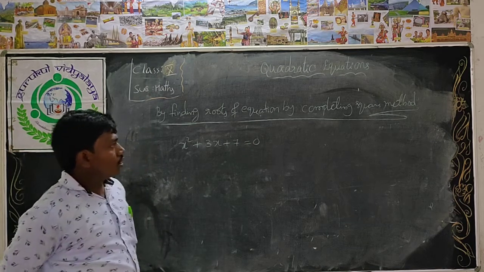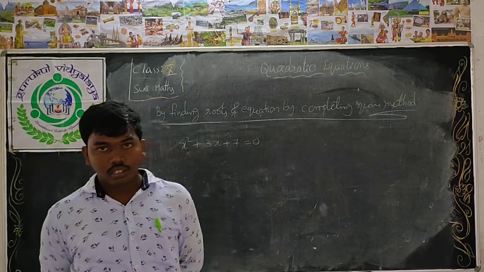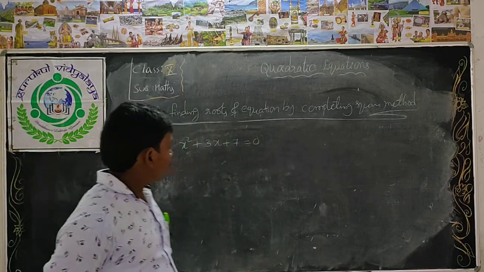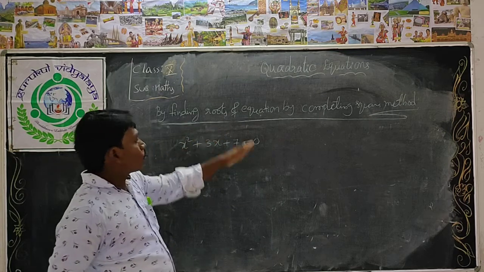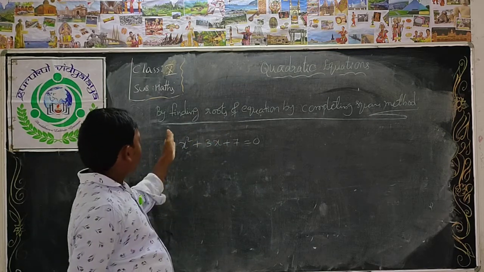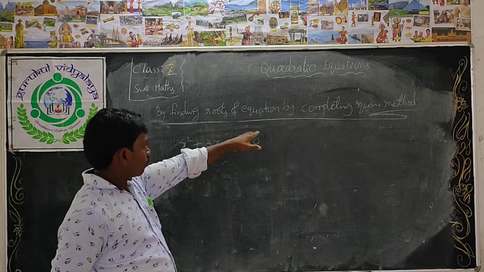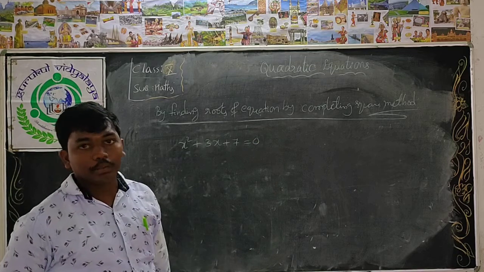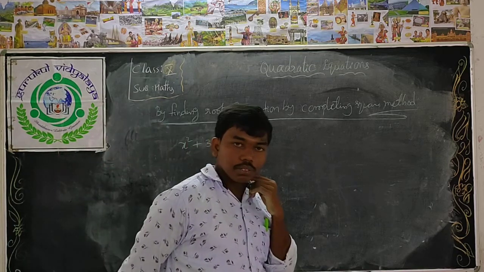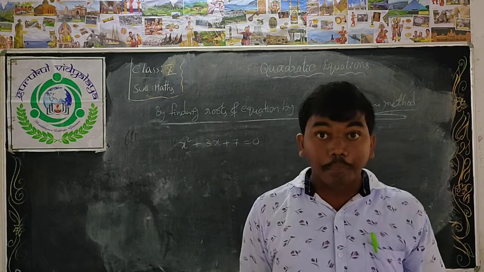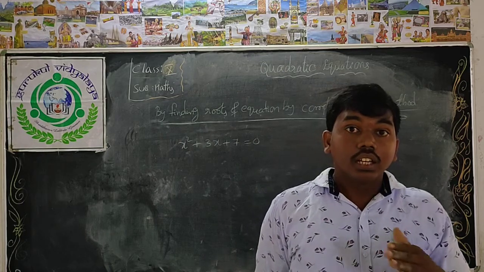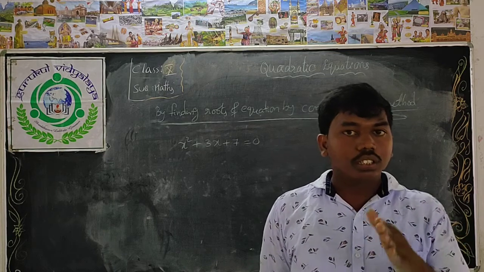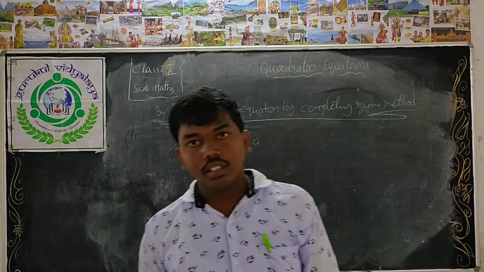See children, I already told you the splitting method. We can solve a quadratic equation by the splitting method, and now we solve by finding the roots of the equation, the quadratic equation, by the completing square method. Completing square means, for example, 49 is 7 square, that is the completing square. The square number 3 square is 9. 9 can be written as 3 into 3. 9 is a square number, completing square.